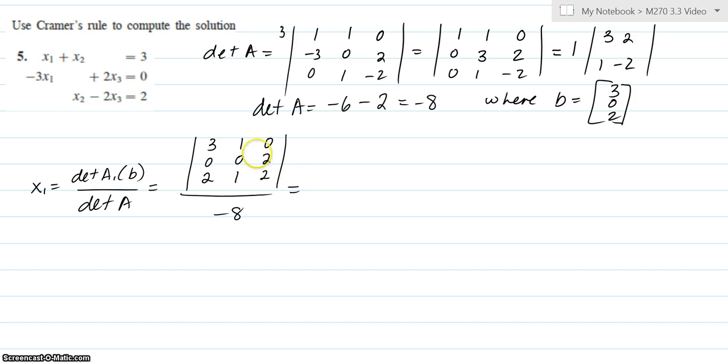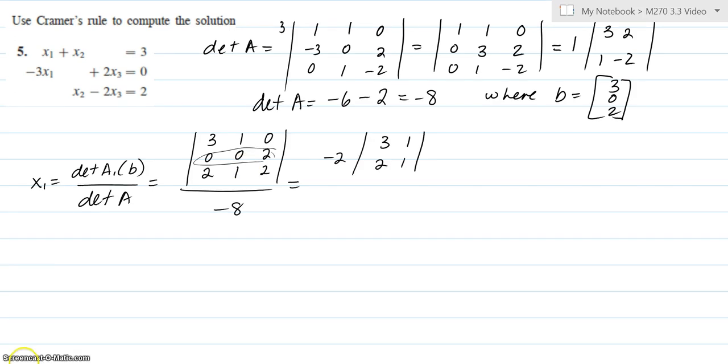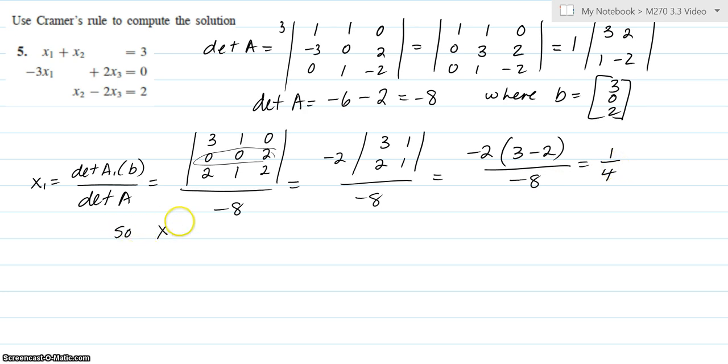So I'm just going to figure that determinant out. That second column looks nice and easy. Or second row, I mean. So I'm going to take that 2, and that's a plus minus 2. And I'm going to cross out that second row, third column, and get 3, 1, 2, 1 left. And I just figure out that. That would be 3 minus 2. So it looks like the answer is 1/4. So x1 is 1/4.